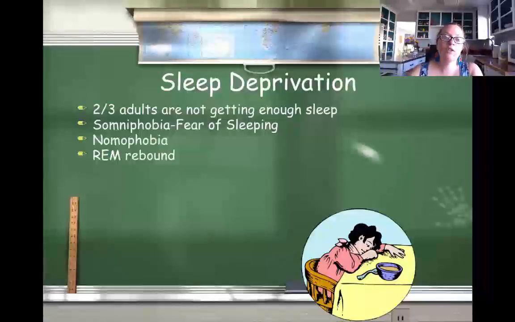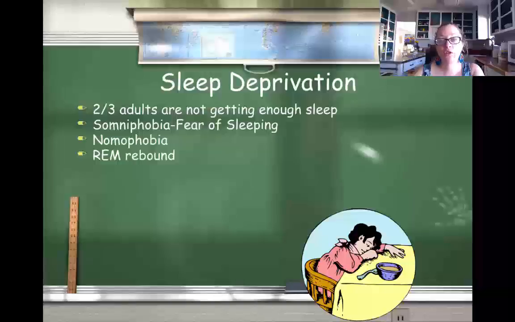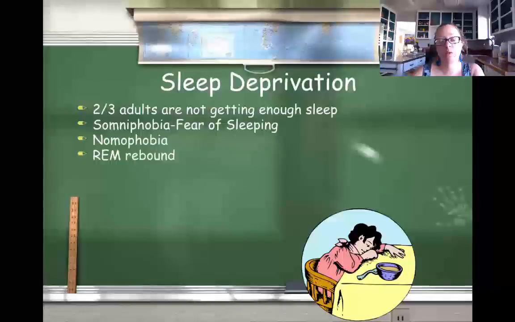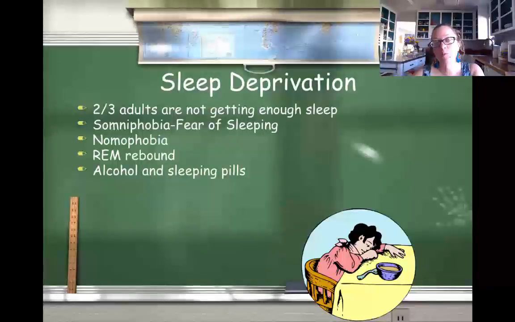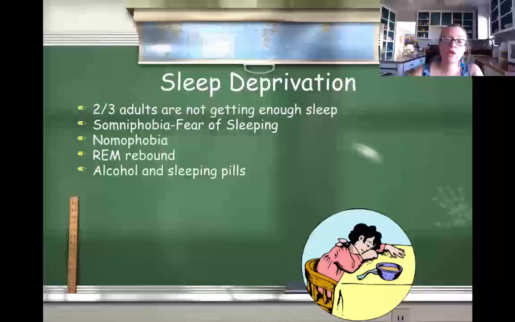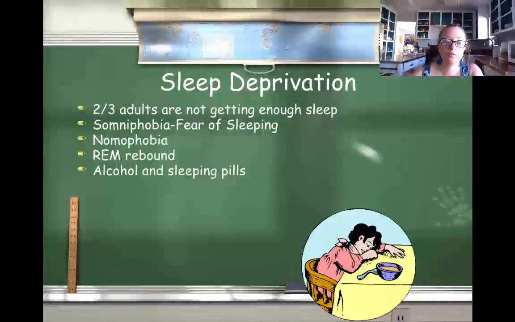Luckily, we have the ability to recover from sleep deprivation. So when we are REM deprived, our brain will put us into extra REM sleep the next time that we're able to sleep. You can take alcohol and sleeping pills to get more sleep. It does help get you into sleep, but it prevents you from getting into the deep wave sleep, the stages 3, 4, and REM, which is where you feel energized and recharged. So it's not a long-term solution.